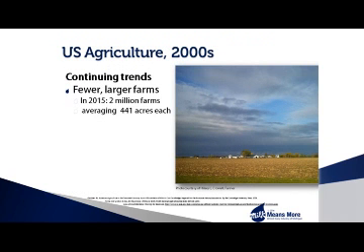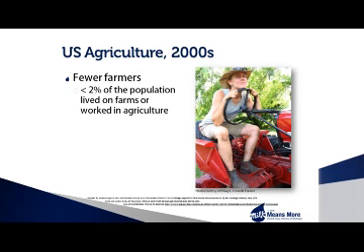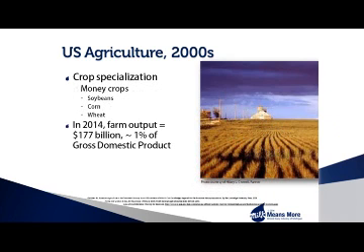In the 21st century, these are the recent agricultural trends. Fewer but larger farms. In 2015, there are about 2 million farms averaging 441 acres each. Less than 2% of the population live on farms or work in agriculture. Many farmers specialize in growing big money crops, such as soybeans, corn, and wheat.